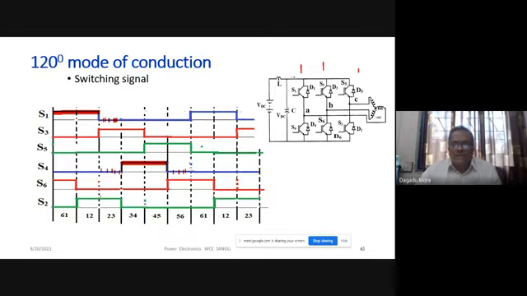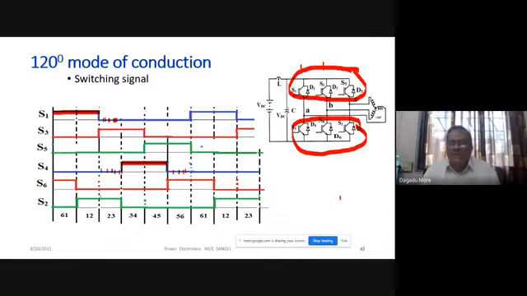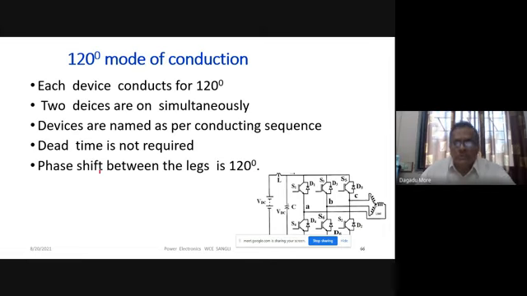So in this case, what is the difference? In the earlier 180 degrees mode, one device in each leg was on, but here out of these three, one will be on, and out of these three, one will be on. So how many devices will be simultaneously on? Only two devices will be on simultaneously. We don't require a dead time. The same logic we can use for this, and then we can find out the output voltage waveform. Here each device conducts for a period of 120 degrees.